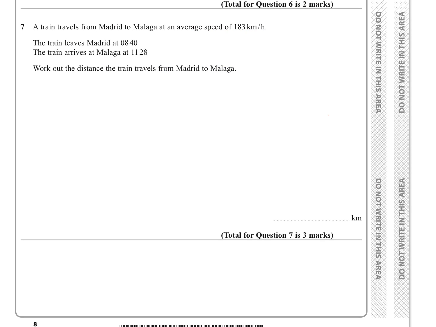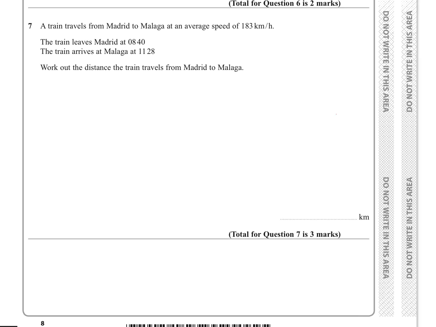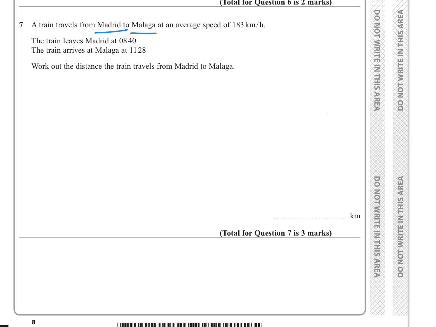Question 7. A train travels from Madrid to Malaga at an average speed of 183 kilometres per hour. So speed is distance over time, because we had kilometres over hours, so that makes complete sense. And we know that's 183 then, so we're given that, that's good. And the train leaves Madrid at 08:40 hours and arrives at Malaga at 11:28 hours. So you can use your calculator if you want, if that helps.